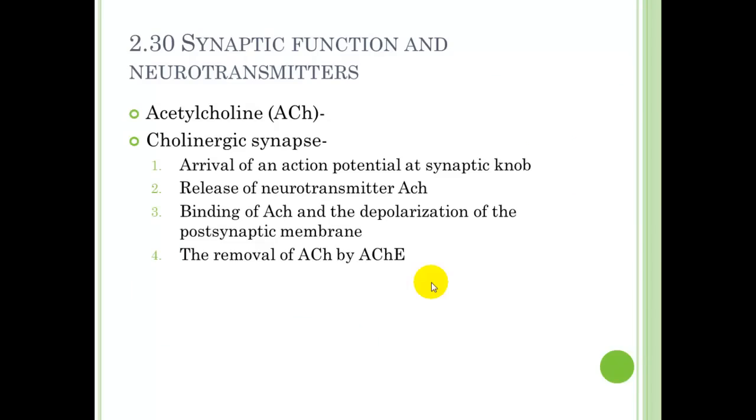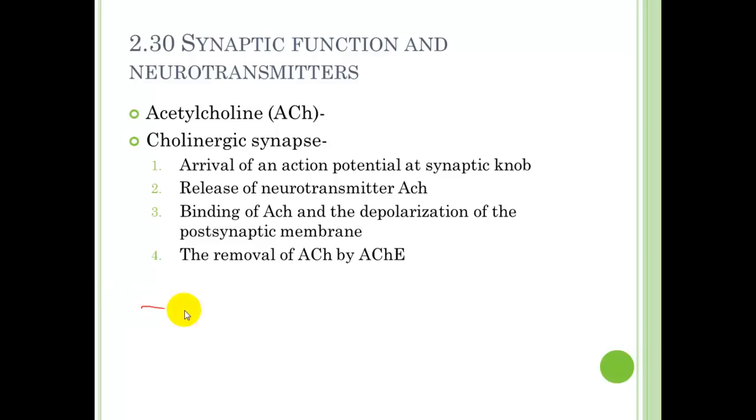Synaptic function in neurotransmitters, acetylcholine, which is the primary neurotransmitter of the parasympathetic nervous system. Cholinergic synapses: the arrival of an action potential at the synaptic knob, the release of neurotransmitter acetylcholine, the binding of acetylcholine and the depolarization of the postsynaptic membrane, and the removal of acetylcholine by acetylcholinesterase.